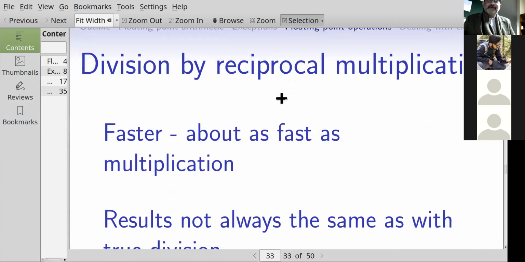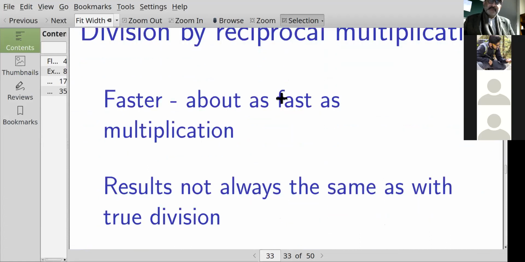There's another approach, and that is division by reciprocal multiplication. So that turns out to be faster. It's a little bit slower, but about as fast as multiplication. Your results will not always be the same as with true division. So division's a little bit different.